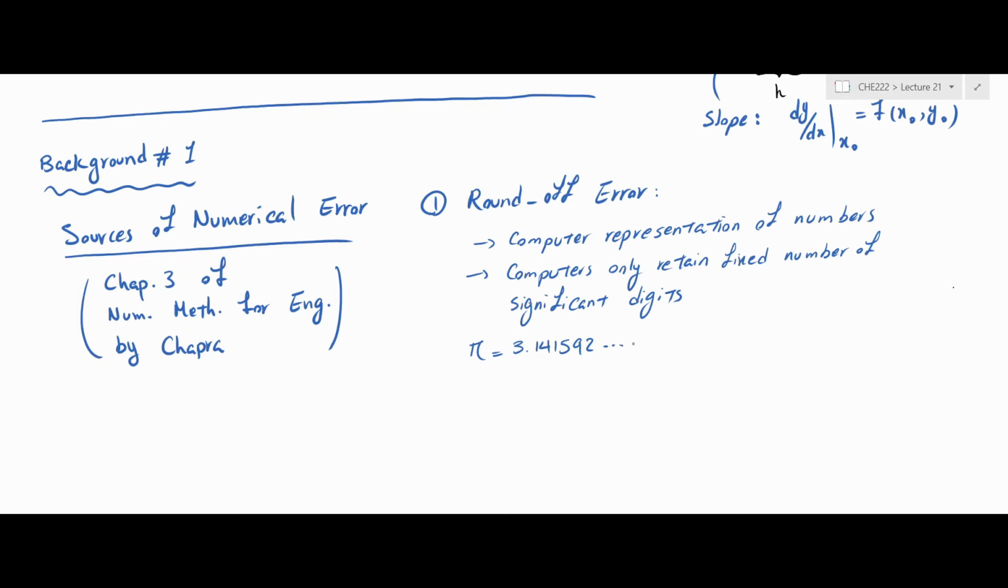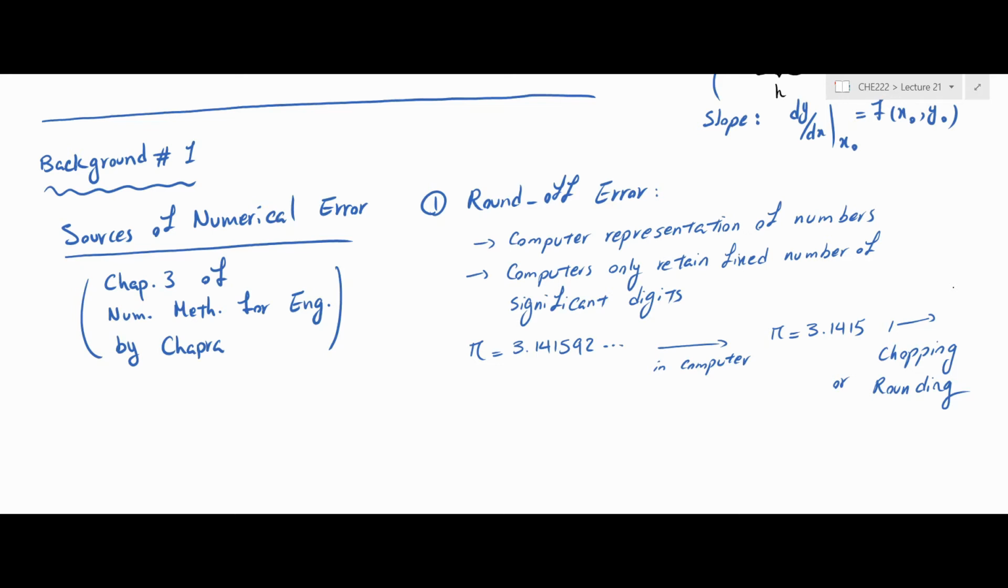So what happens is when we store these numbers in the computer, depending on the precision of the computer or the precision of the software package that we use, only a portion of the significant digits will be retained, and the rest will be either chopped off or rounded. So through our numerical calculation, we will lose some accuracy, and that's due to roundoff error.